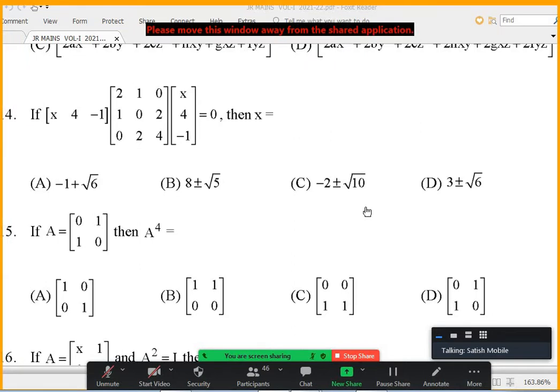Okay, so one thing is multiplying the matrices carefully. Finally, understanding it is a 1 by 1 matrix and equating to 0 gives you a quadratic equation. Then in that quadratic equation, use the formula minus b plus or minus root b square minus 4ac by 2a.